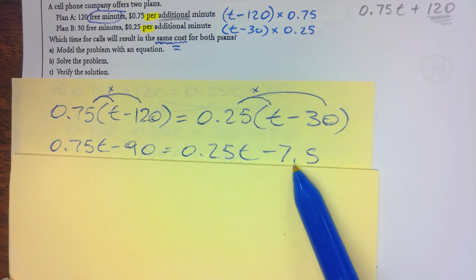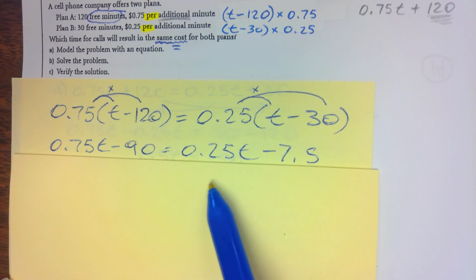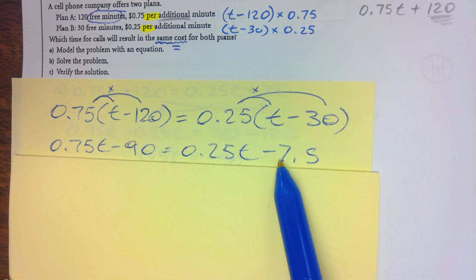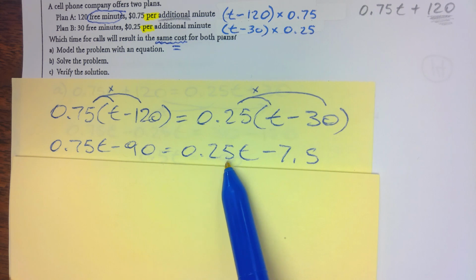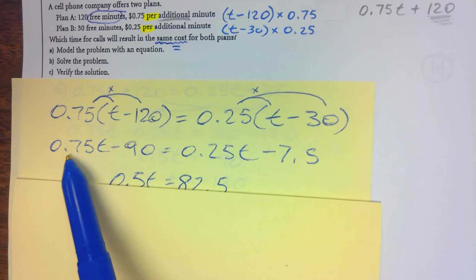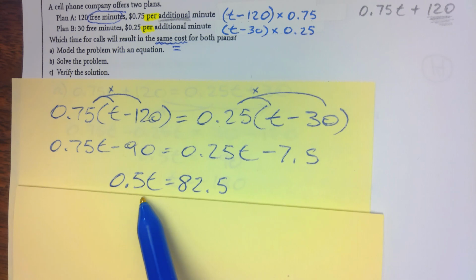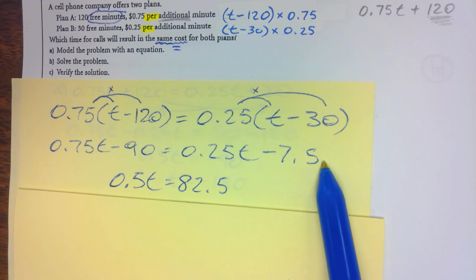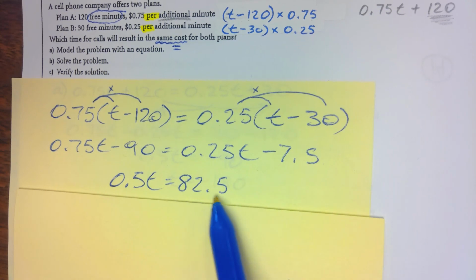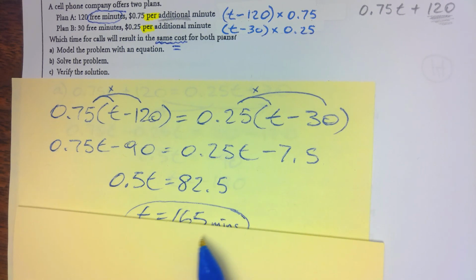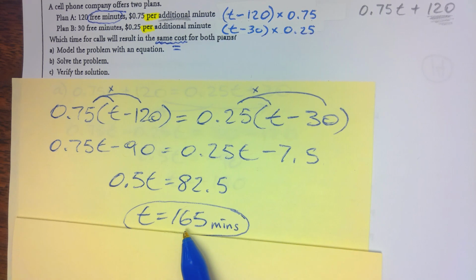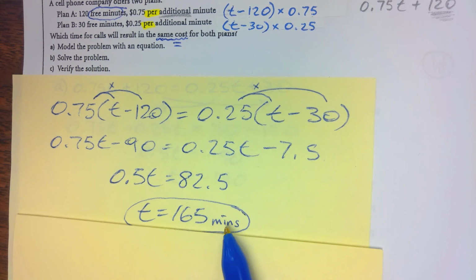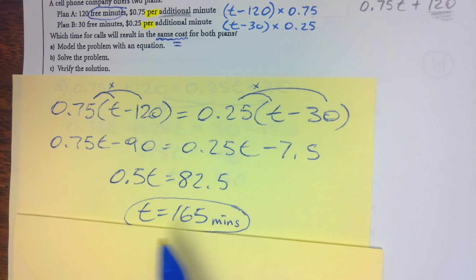Both ways work. Okay, and then now this equation is just like example 2 that we did. So we want to move the 0.25 over. So 0.75t minus 0.25t, you get 0.5t. Move that 90 over, and you get 82.5. So when you divide it, you get 165. Don't forget your unit in this case is minutes. Okay, not dollars. Okay, it's 165 minutes.